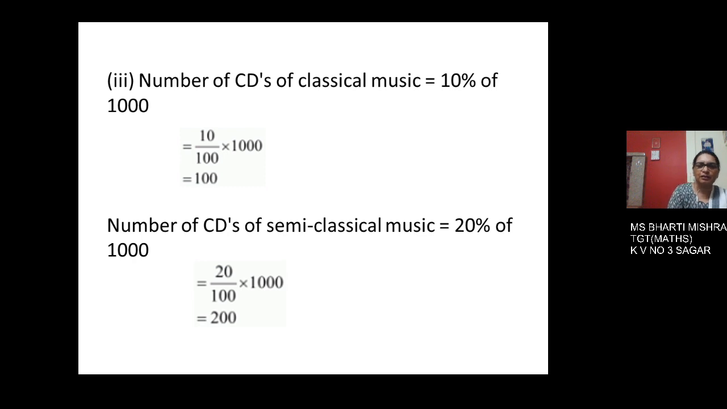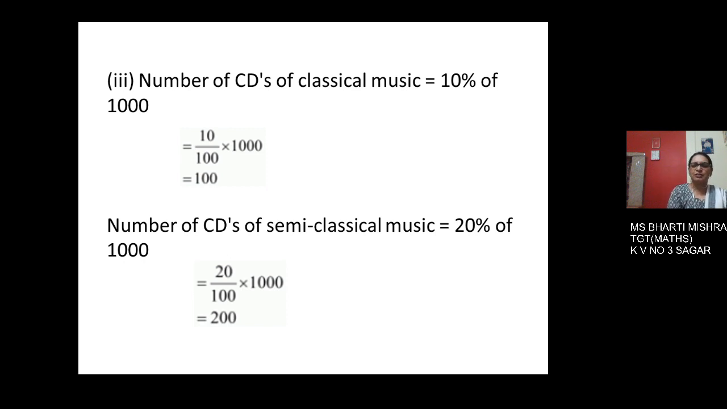Now coming to the third part. Suppose 1000 CDs have been prepared by a company. We want to find out how many CDs have been prepared for each type according to the liking of the persons. As given in the pie chart, 10% of 1000 is 10 upon 100 into the total number of CDs, 1000. So it results as 10 upon 100 into 1000, that is 100. Now the next type is semi-classical music.